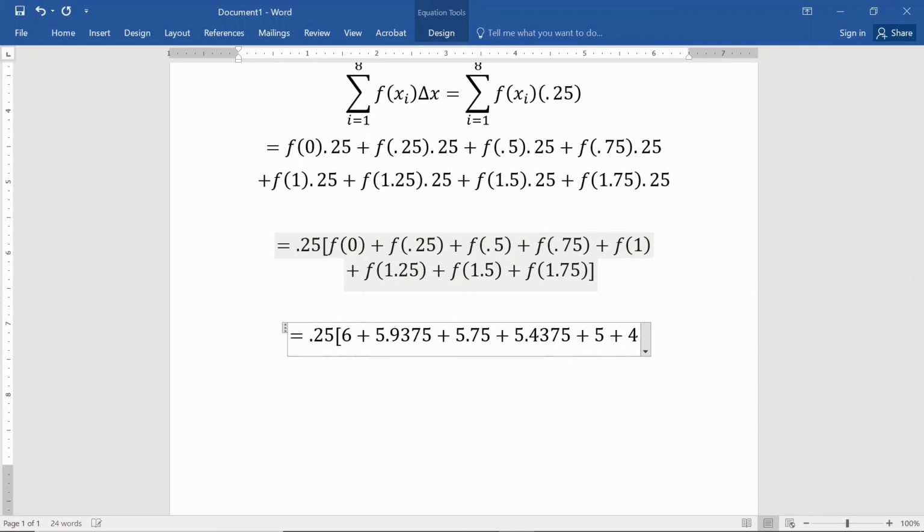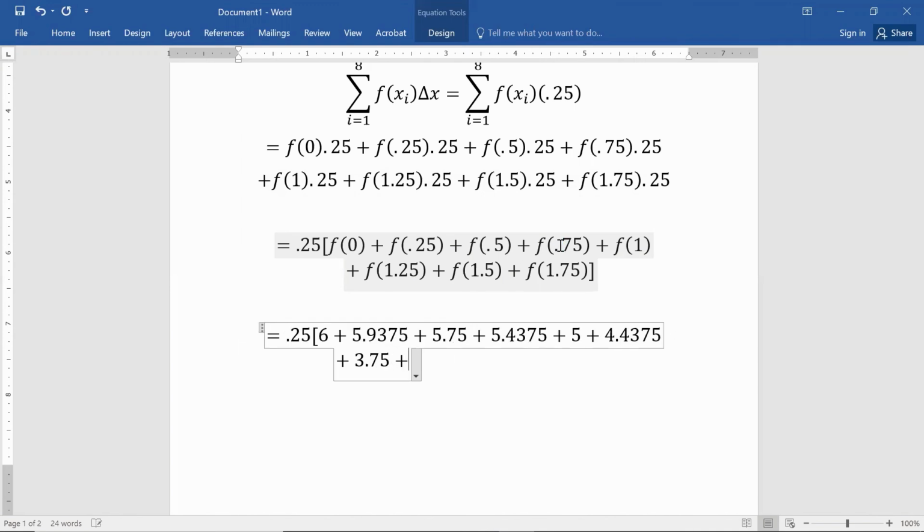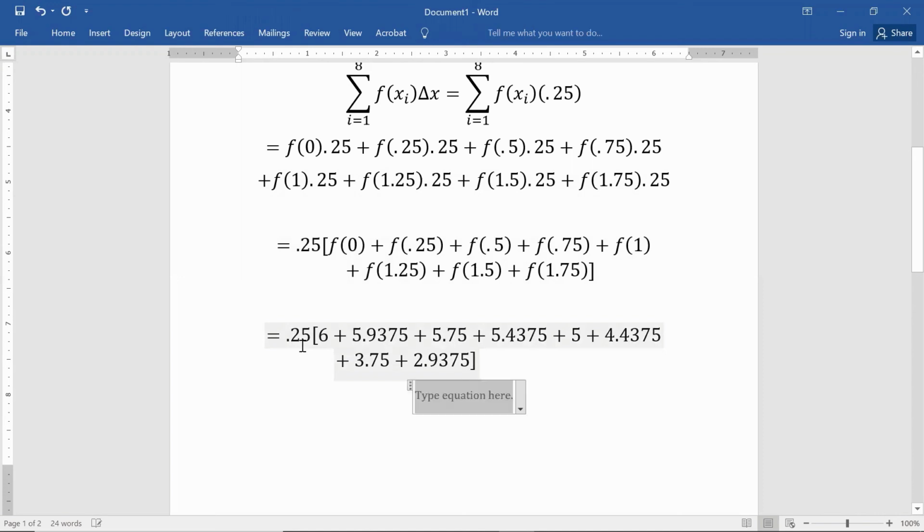When you plug in 1.25, you end up with 4.4375. When you plug in 1.5, you end up with 3.75. And when you plug in 1.75, you end up with 2.9375. I'm going to add all those together and then multiply by 0.25 to get my answer.